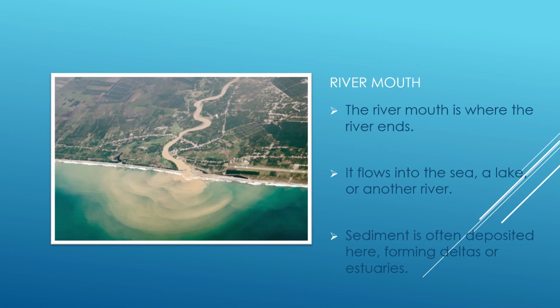So now let's go to the river mouth. The river mouth is where the river ends. Here the river flows into the sea or a lake, or sometimes another river. As you can see from our picture on the slides, this is the mouth flowing into a big river. As the river slows down, it drops the sand and mud it has been carrying, forming landforms like a delta. The river mouth is important because it is often rich in nutrients and supports many plants and animals.